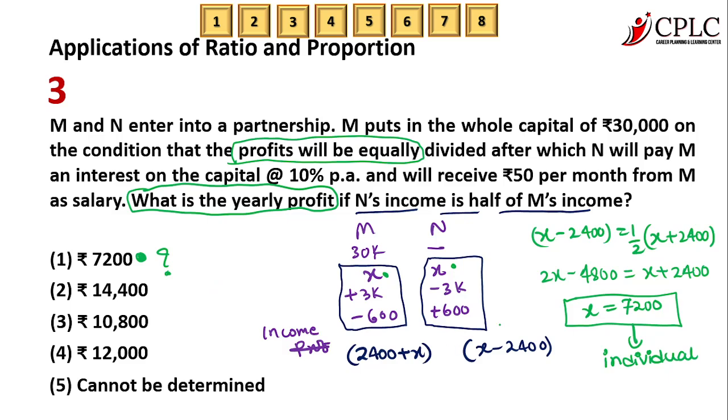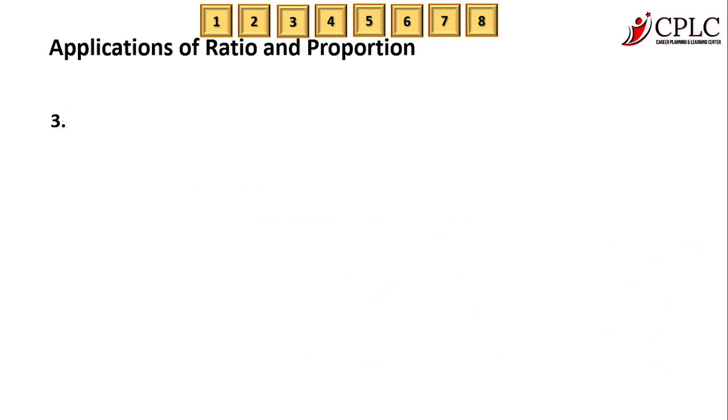Now think about this: if two people are going to get 7,200 each, that means the entire profit has to be double of that, which is 14,400. Answer option 2. So do not mark the answer without reading the question finally one more time. Otherwise you will be so close but still make the silliest of errors, unfortunately. So be very careful about all such issues, basically. So that's your third question, people, from application of ratio and proportion. It's still related to partnerships. I hope you are understanding.